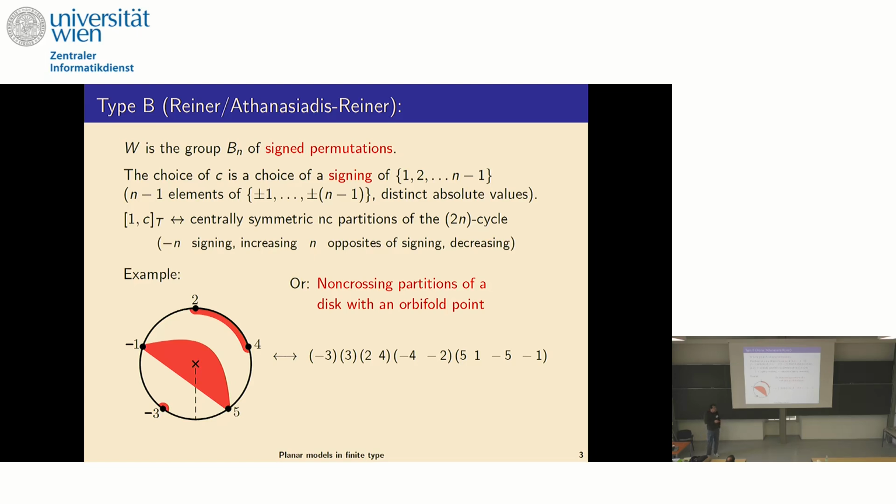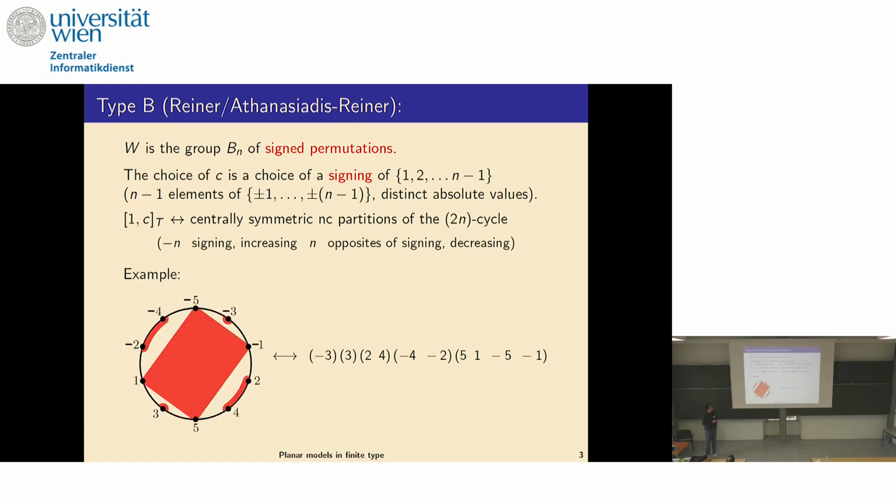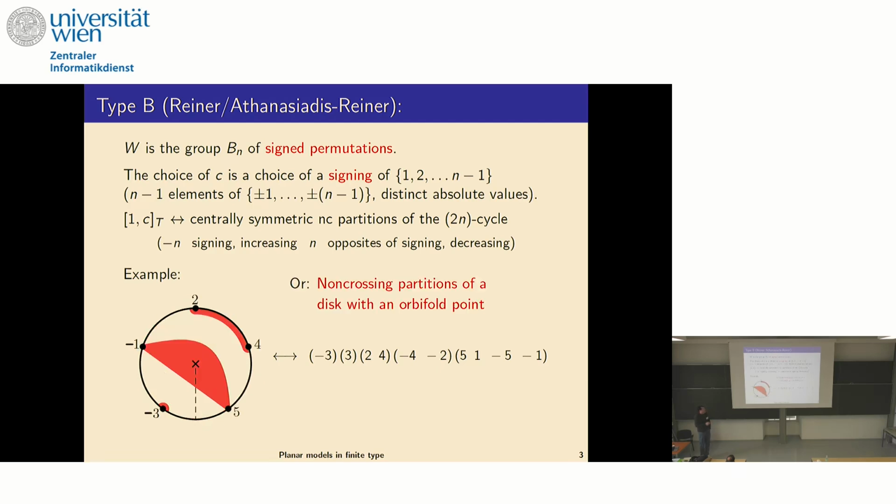Okay. If you want, you can mod out by the symmetry. I guess I didn't say this: the model is centrally symmetric non-crossing partitions of this 2n cycle, specifically the 2n cycle that we got using the signing. But if you want, you can mod out by that symmetry and think of yourself as living not in a disk, but in a disk with an orbifold point. Somehow we record the fact that modding out by that central symmetry left us with only a half circle worth of angles around that point, as opposed to an ordinary point in a manifold. And we record that, and then you can read.